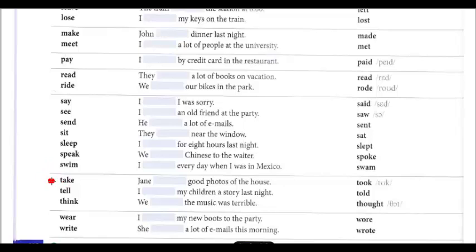On the other ones, we have take, tell, okay? Take, tell, think, and on the simple past, they become took, told, and thought, okay? And the last ones, we have wear, ok? Esse wear é o verbo trajar, tá ok? Também, como você viu, parece com uma word que a gente aprendeu lá na lesson 1, né? E quando ele vai pro past, ele vira wore, ok? Mesma coisa com write, write, wrote.